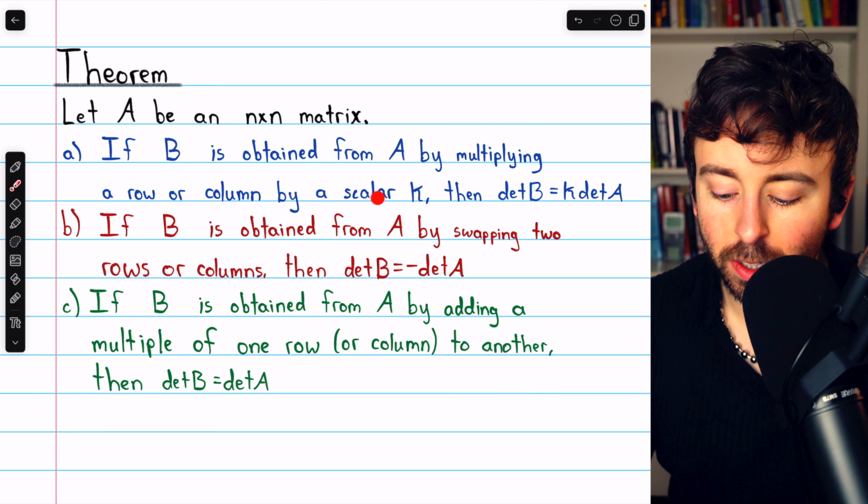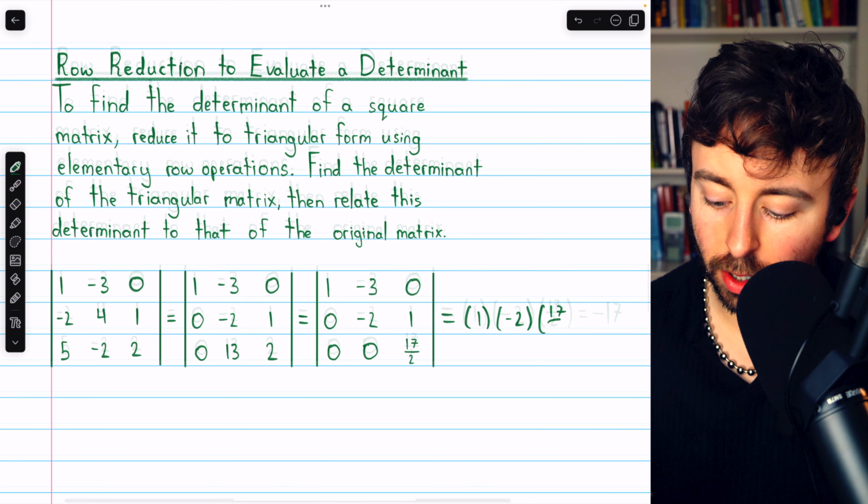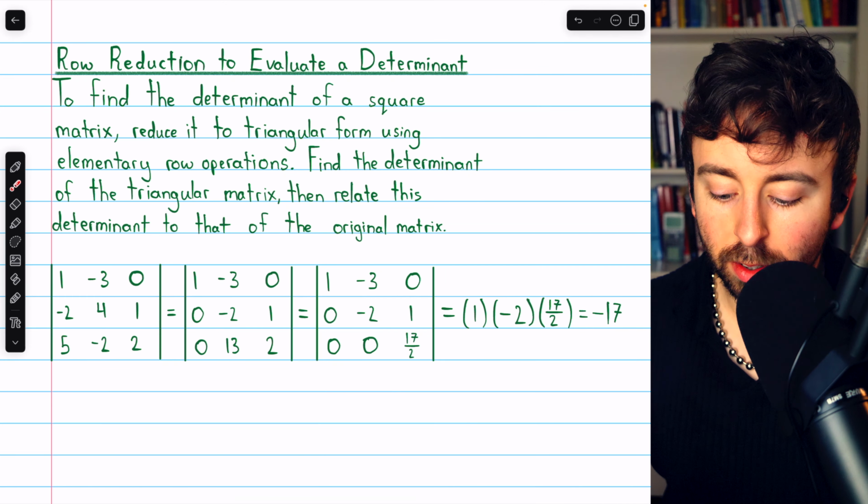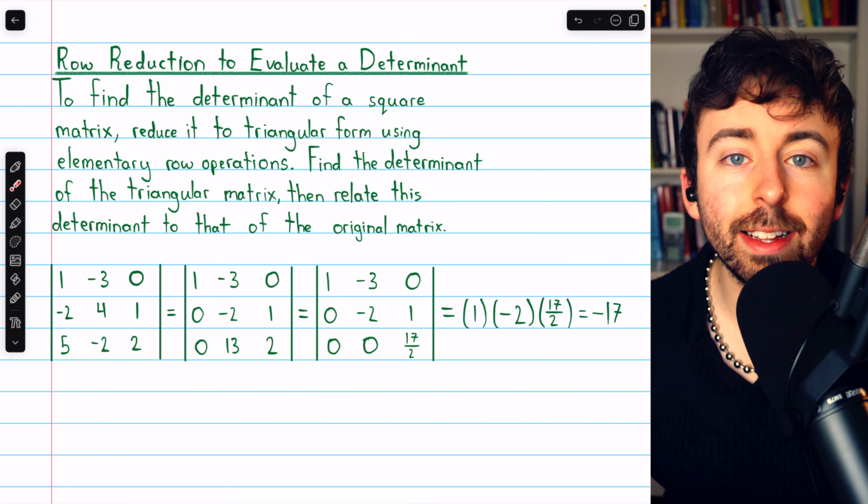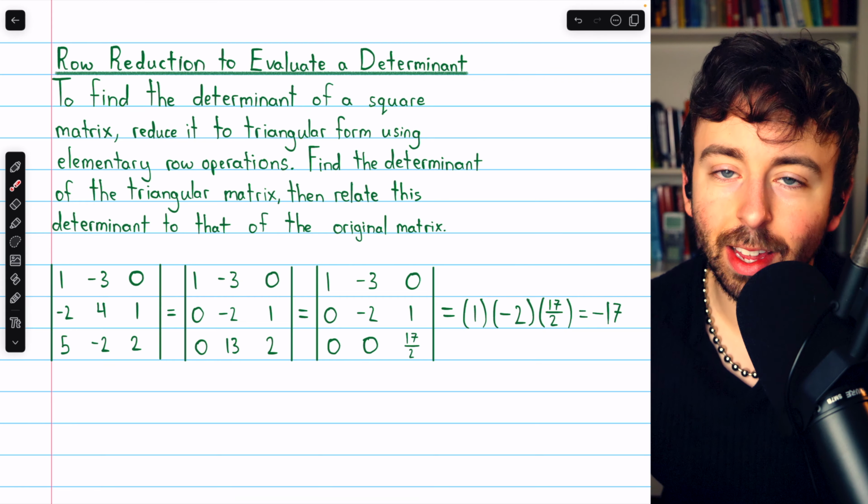All right, but now this is an upper triangular matrix, and to find the determinant of such a thing, we just multiply along the main diagonal. So the determinant of this, and thus the determinant of our original matrix, is 1 multiplied by -2 multiplied by 17 over 2. Thus, by reducing this matrix to triangular form, we calculate its determinant to be -17.